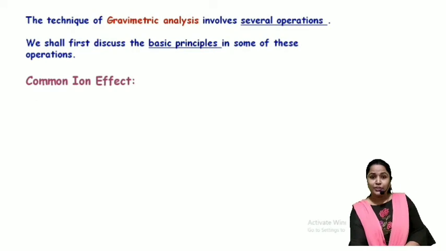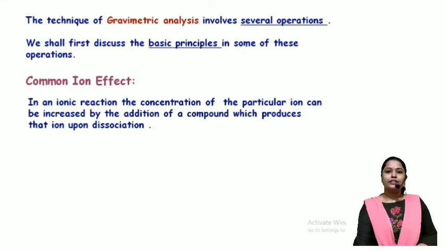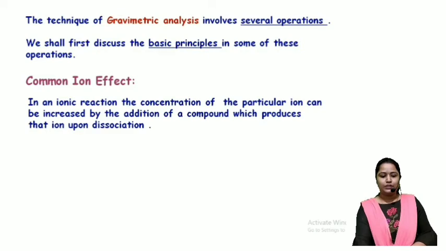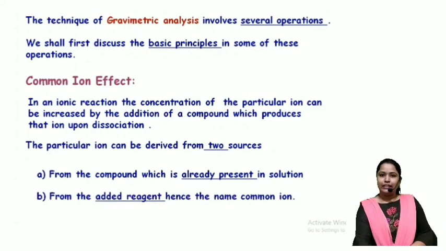In an ionic reaction, the concentration of a particular ion can be increased by the addition of a compound which produces that ion upon dissociation. Therefore, that ion is coming from two sources: first, from the compound which is already present in the solution, and second, from the added reagent. Hence, it is called a common ion.